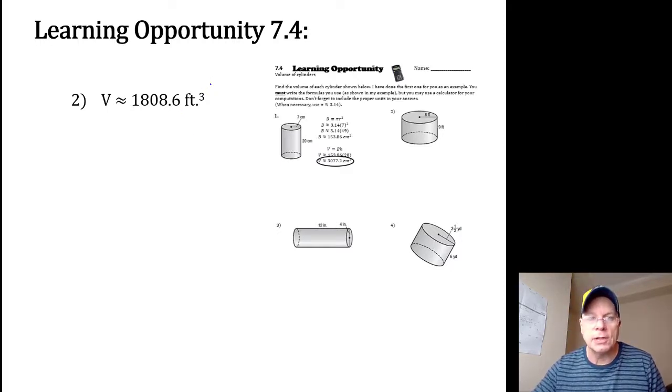If you did not include the units, write them in now. Don't take off points for that, but try to remember to include the units. Remember, volume is three-dimensional space, and that's why it's cubed, to the third power. It's how many cubic feet would fit inside of that cylinder.